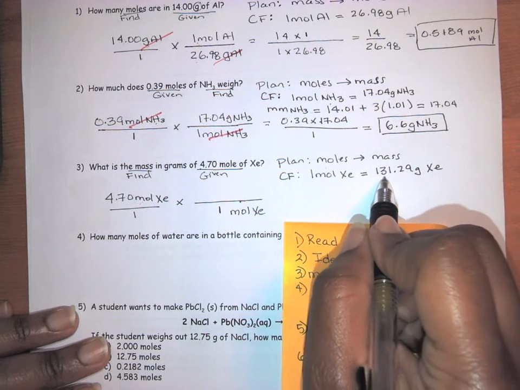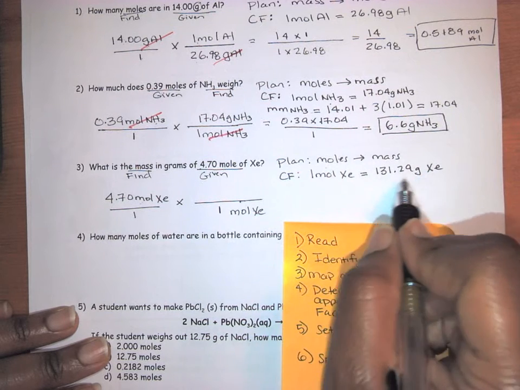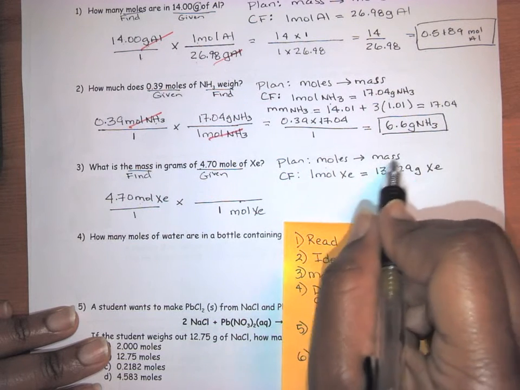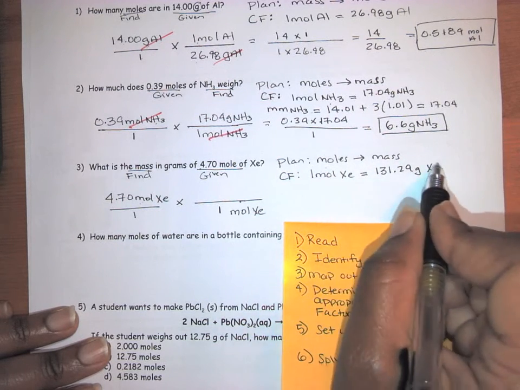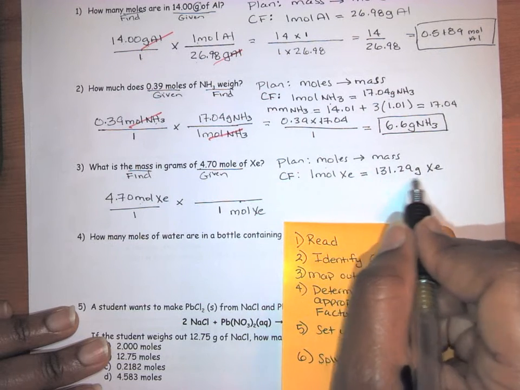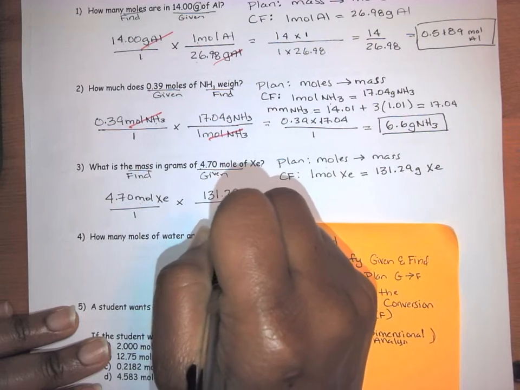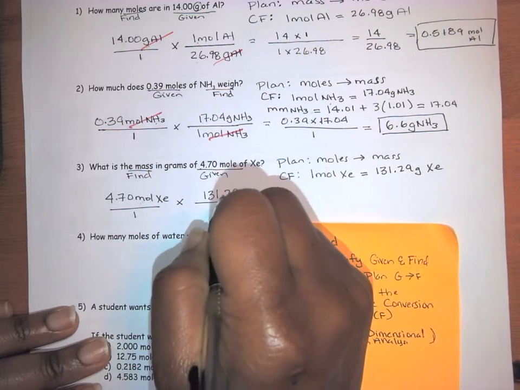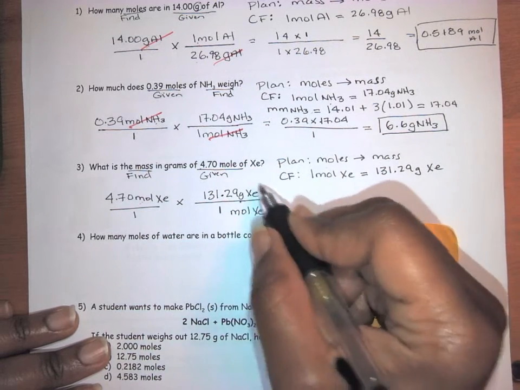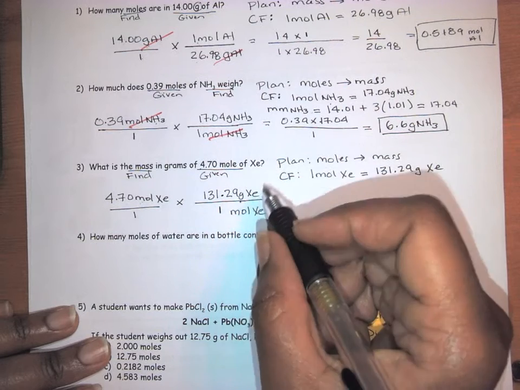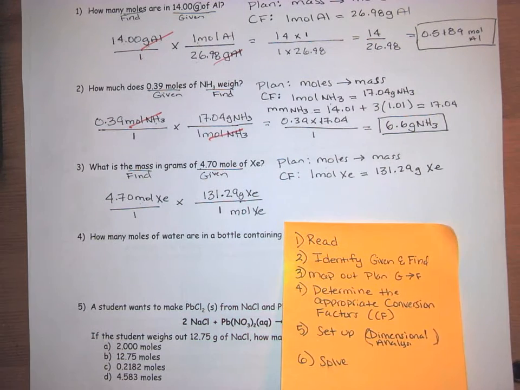Since I'm trying to convert it to grams, and what I'm trying to find is the grams of xenon, that's going to go on top. So the part of my conversion factor that has grams of xenon, which is the 131.29 grams of xenon, goes on top. It's important that you use the units to guide you with setting up your conversion factor. You know what cancels and you know what you want to keep.